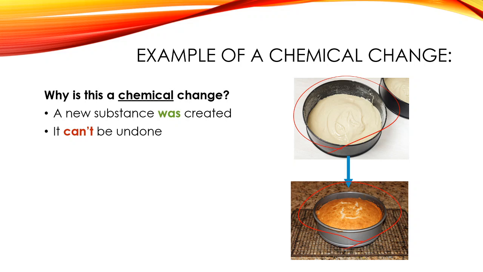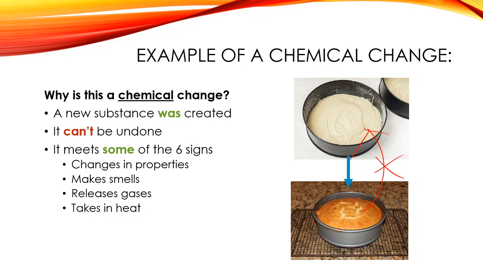It can't be undone. It's not possible to unbake a cake the way that you can just melt ice cubes to undo the freezing of them. You can't go back the other way. That doesn't work. And it meets some of the 6 signs of a chemical change.